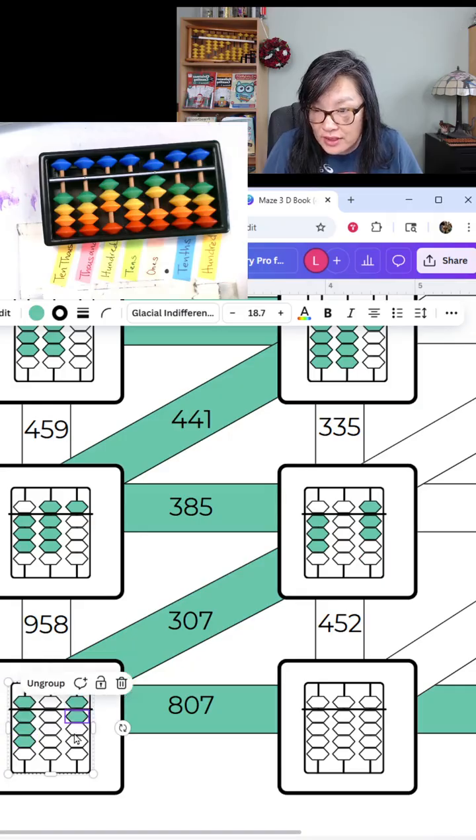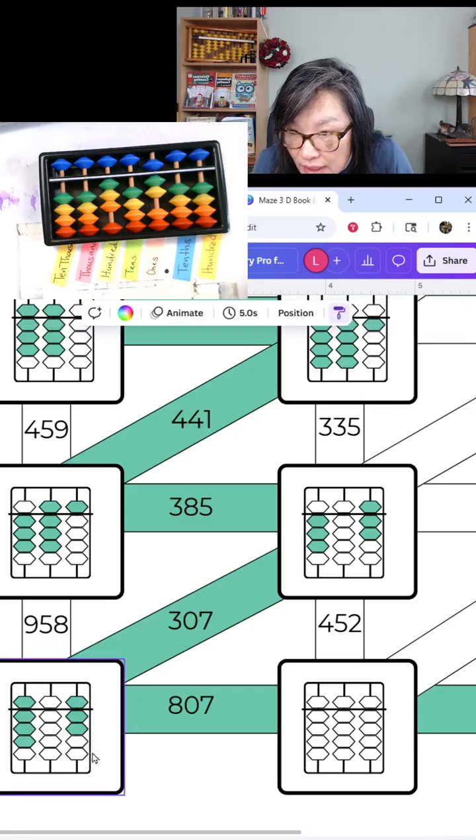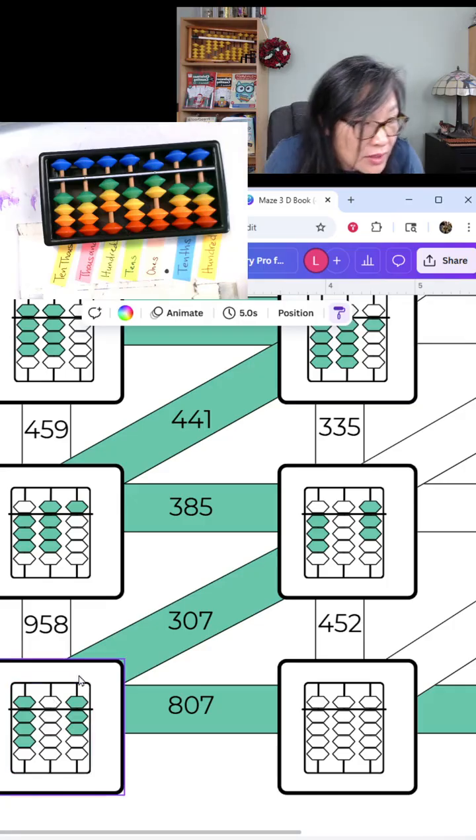So we have this number 300, 800, 5678 567. Let me know if you have any questions.